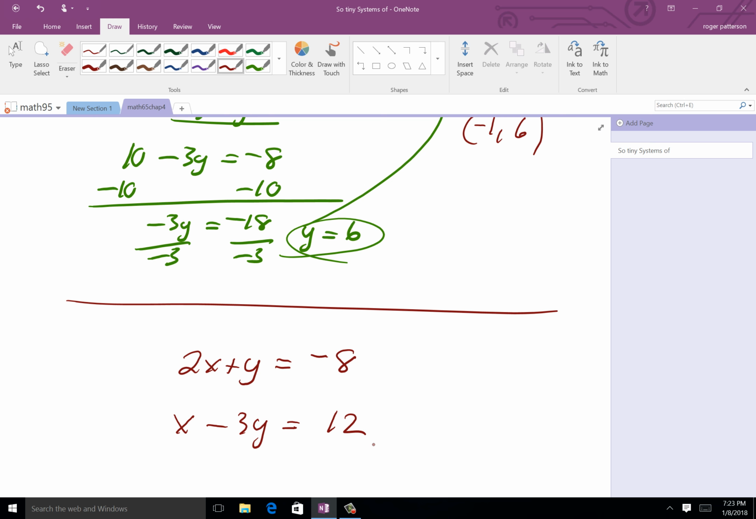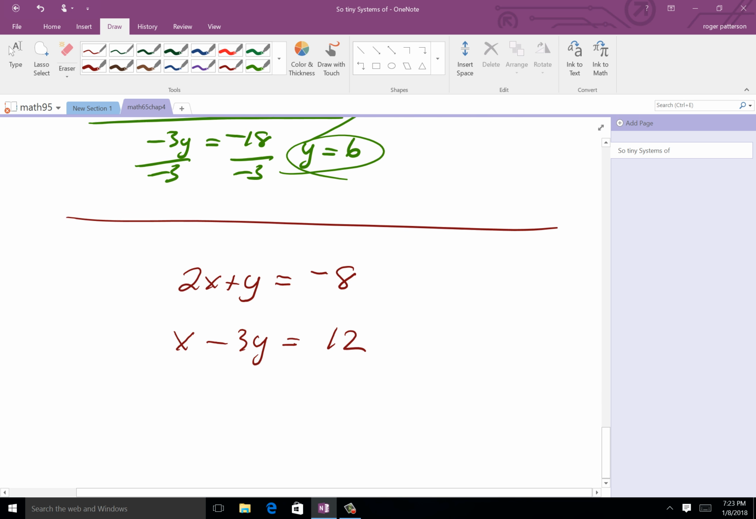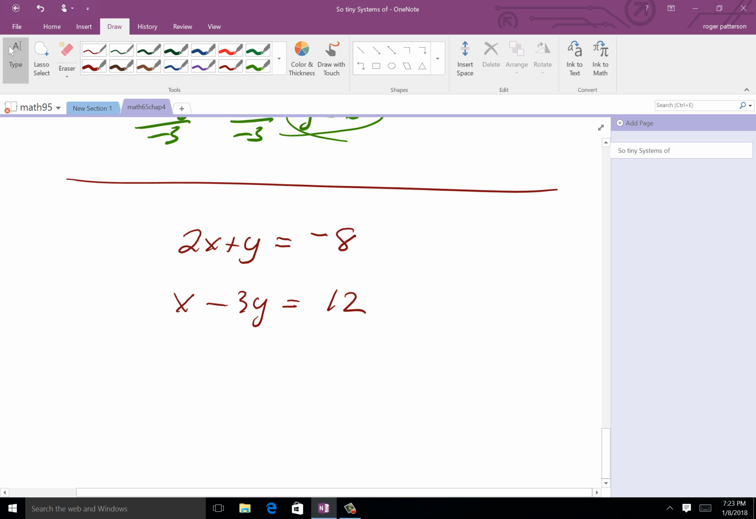All right, I have some options here of using substitution. I could either solve for this y or I could solve for this x. Why would I not want to solve for that y? It's negative. Not only is it negative, what else are you going to have? 3 of them? Fraction.